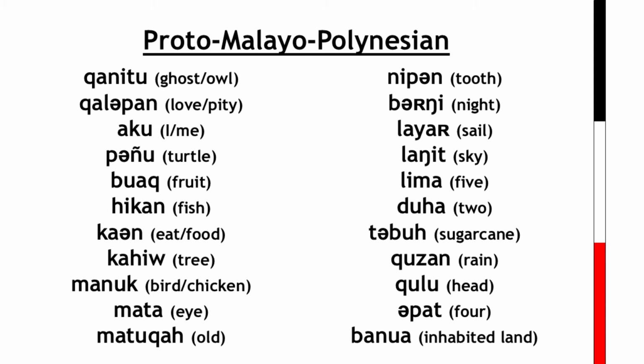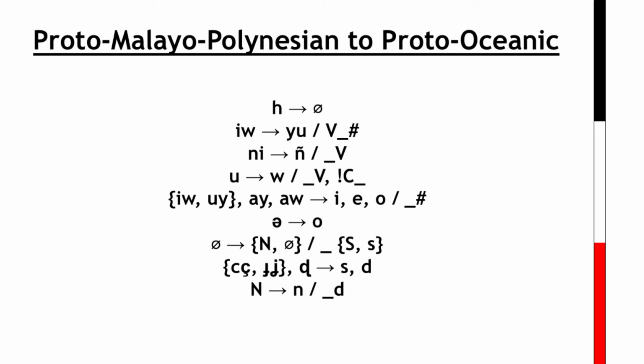Kanitu, Kalapan, Aku, Penyu, Buak, Ikan, Kaan, Kahiw, Manuk, Mata, Matukah, Nipen, Berni, Layar, Langit, Lima, Duha, Tabuch, Kujan, Kulu, Apat, Banua.